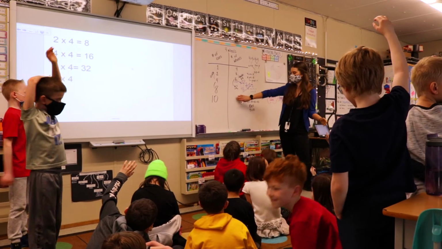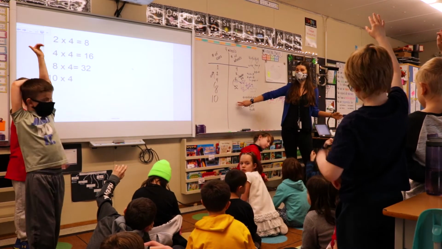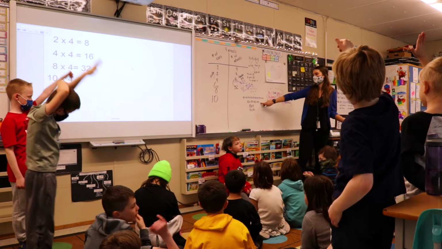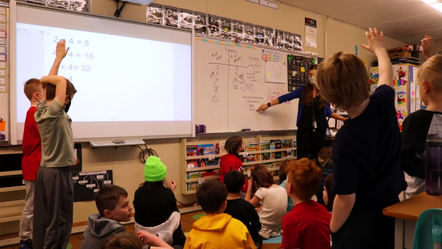So how many wheels did you figure out? 40. Okay, did anyone get there a different way? Do we agree with Chase? Yes. Okay, do we agree that we could add 4 ten times? Yes. Do we agree that we could also add 10 four times? Yes. Okay, and that we can show it as a multiplication equation?